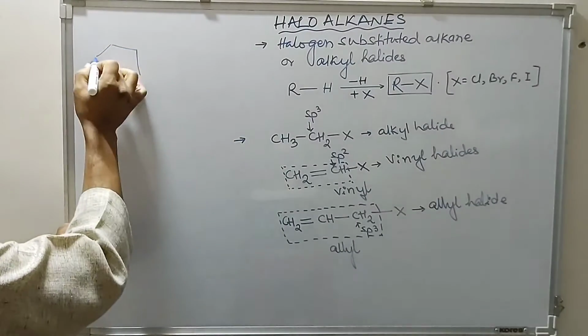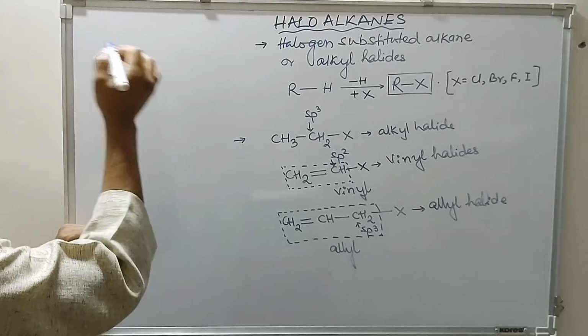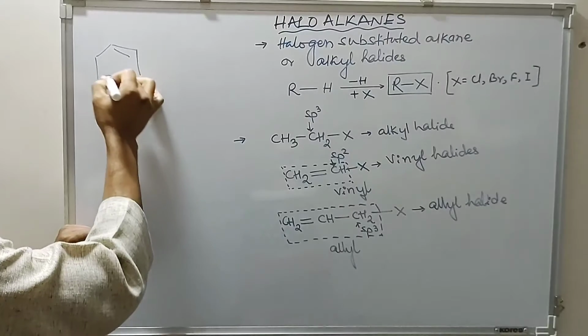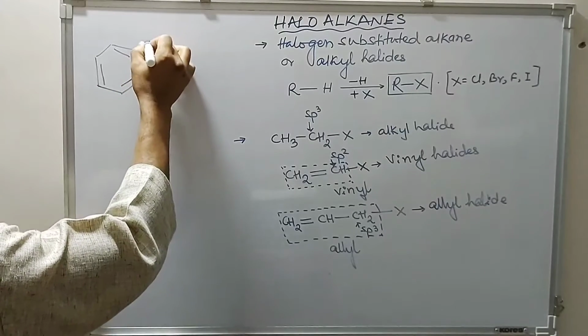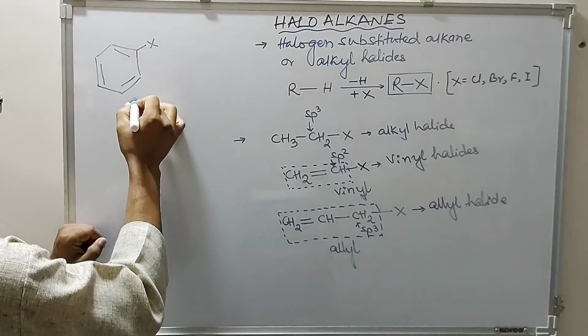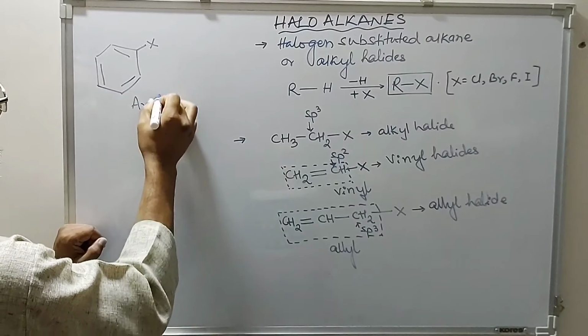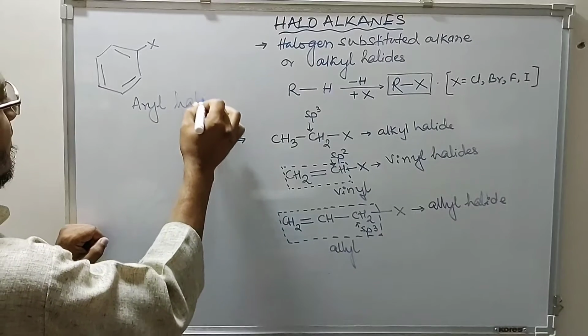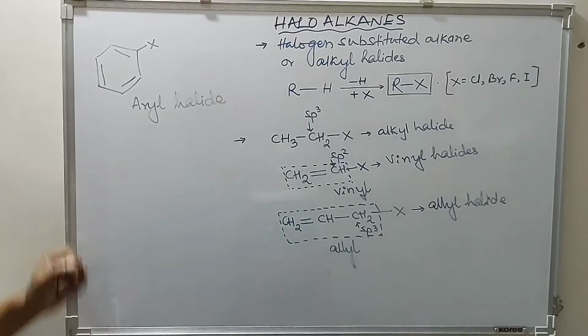If the halogen is attached to an aryl group, that is benzene or a benzene related compound, this is known as an aryl halide.